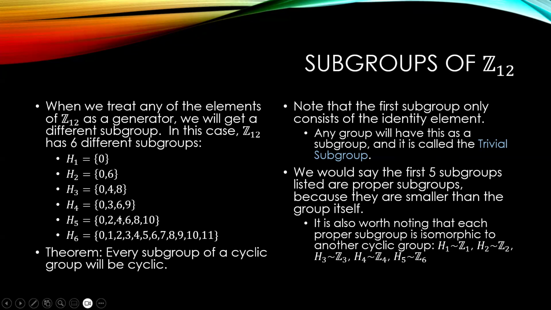The first 5 subgroups listed, though, are proper subgroups because they are smaller than the group itself. We can say that H1 is isomorphic to Z1, again, a very silly, trivial group. H2 would be a cyclic group of order 2. H3 is isomorphic to the cyclic group of order 3. H4 is isomorphic to the cyclic group of order 4. And H5 is isomorphic to the cyclic group of order 6. And so we start to see some interesting structures pop up from this.